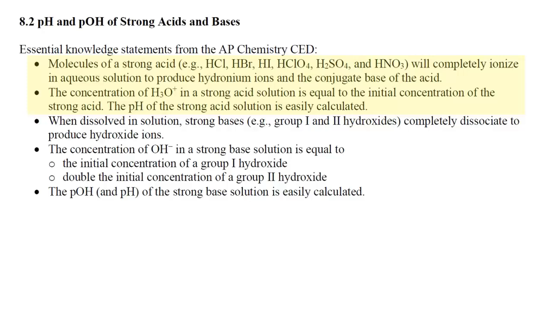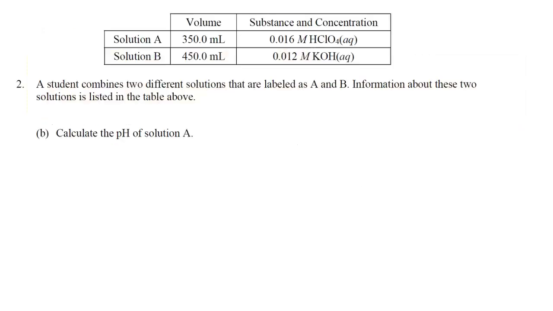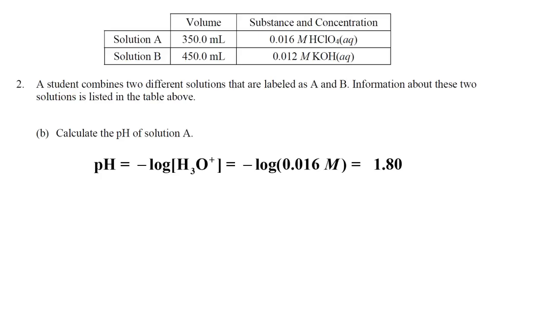So the concentration of the hydronium ion in a strong acid solution is equal to the initial concentration of the strong acid. So that means that not only is 0.016 molar the concentration of the perchloric acid, that is also the concentration of the hydronium ion in solution A. So how do we figure out the pH of solution A? Simply take the negative log of 0.016 molar, which is the concentration of the hydronium ion in this strong acid. And when we do that math, we get that the pH of solution A is equal to 1.80.